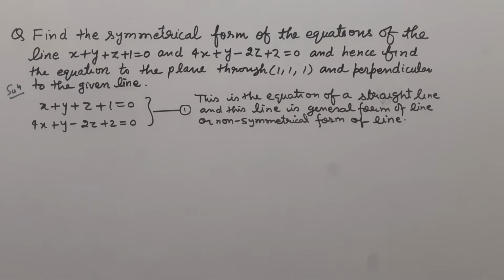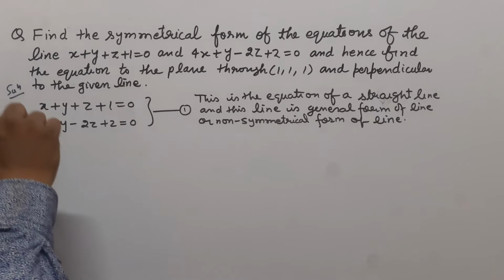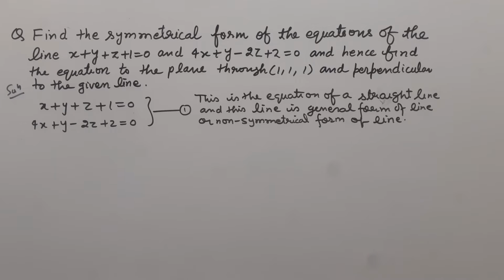We know that the symmetrical form of a line can be written as x minus alpha upon L equal to y minus beta upon M is equal to z minus gamma upon N, where alpha, beta, gamma is a point from which the line passes, and L, M, N are the direction cosines or direction ratios of the line. So for converting this equation into symmetrical form, we have to first find a point from which this line passes and the direction cosines or direction ratios of this line.